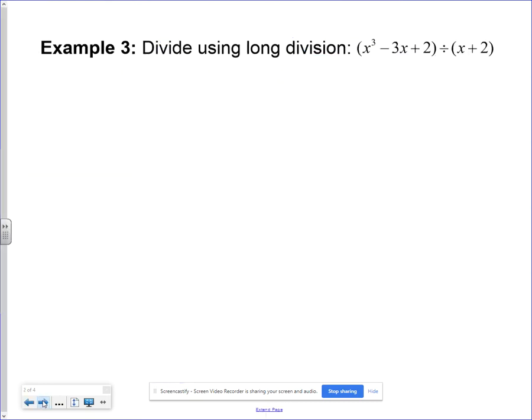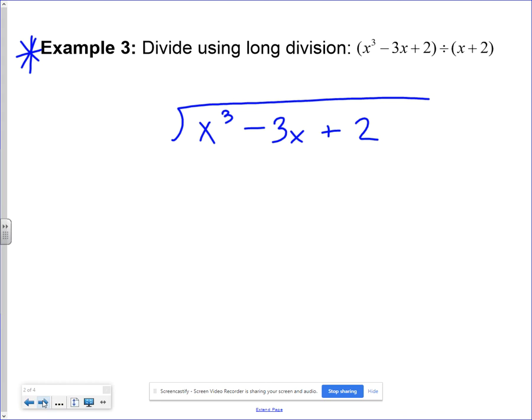All right, let's do another example. This one has a little trick you've got to do. I'm going to show you this trick. You always got to check for this. I didn't have to check it on the first one because it didn't happen, but I should always check it. So what am I doing here? I'm going to take x cubed minus 3x plus 2 and divide it by x plus 2.